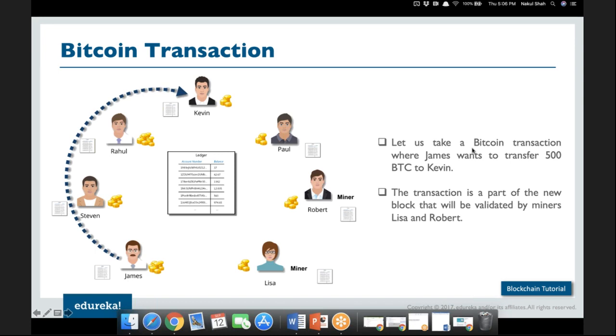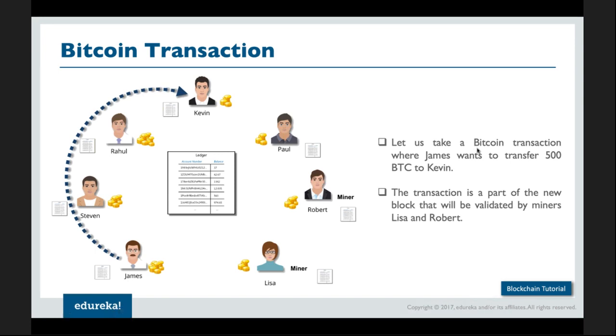And for the purpose of understanding, we will assume that James wants to transfer 500 Bitcoins from his account to Kevin's account. And the miners within the system are Robert and Lisa. So it's these miners who actually help in confirming the transactions, validating the transactions, and ensuring that the transactions are being done correctly. So for our example, we've assumed that Lisa and Robert are the 2 miners, and the others are just people who have certain Bitcoins and are looking to transact. And out of that, 2 people, James and Kevin, are the ones who are executing a particular transaction over here. So James wants to send 500 Bitcoins to Kevin.